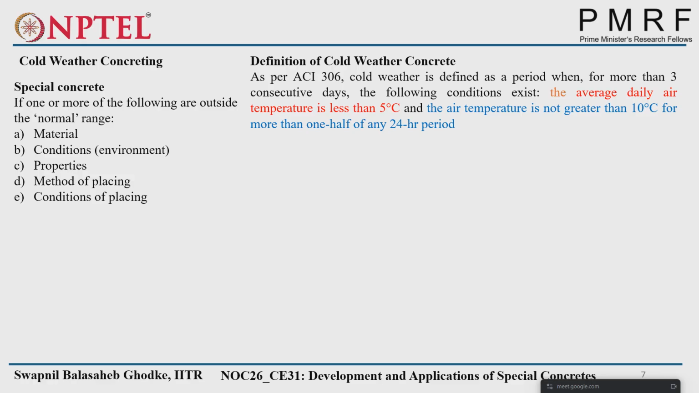If you want to do concreting, we have to follow certain protocols or certain preparations for that. And if the air temperature is not greater than 10 degrees Celsius for more than half of any 24-hour period, and particularly if you want to do the casting on that day itself, then we treat it as a cold weather condition. Understood these two conditions?